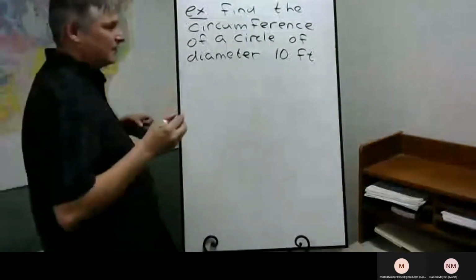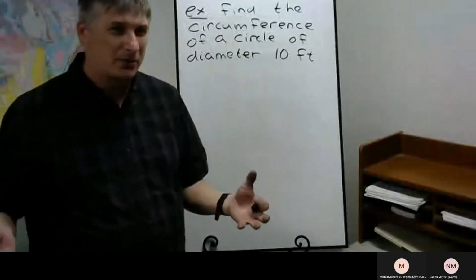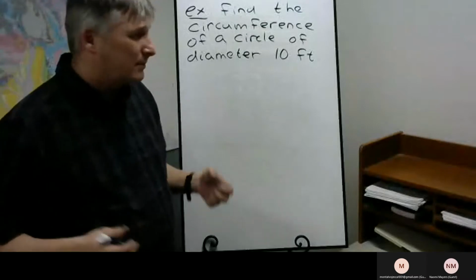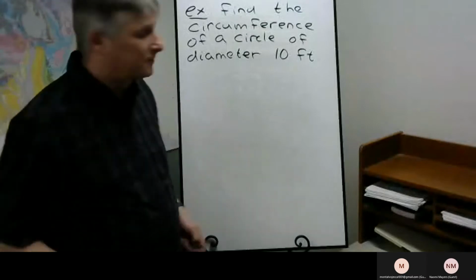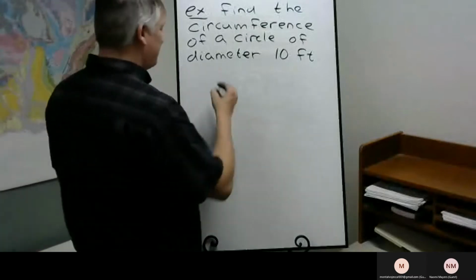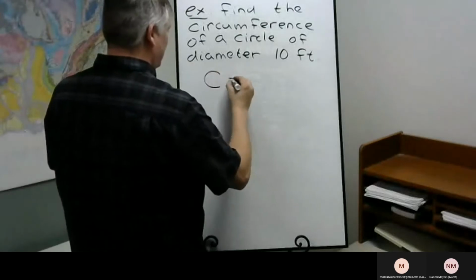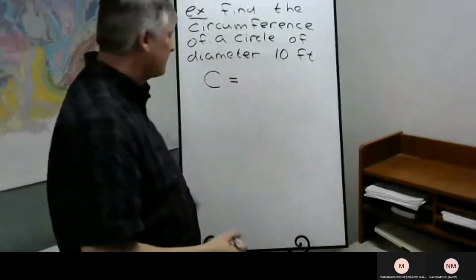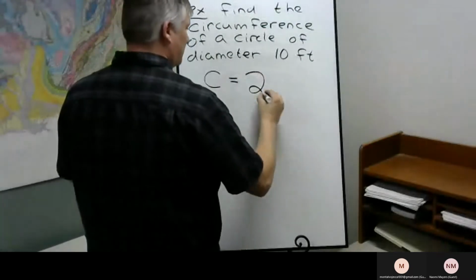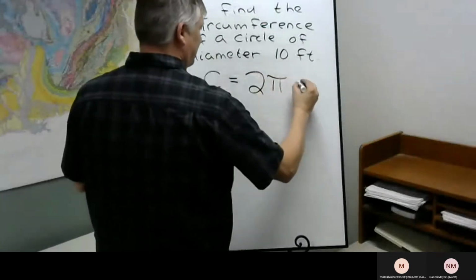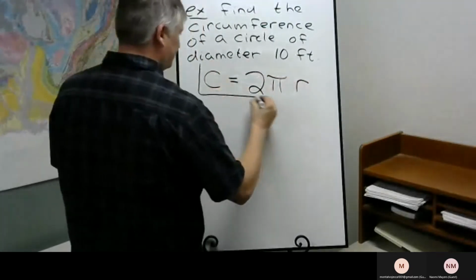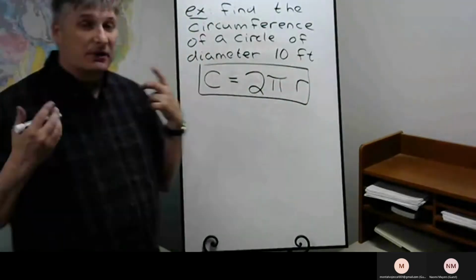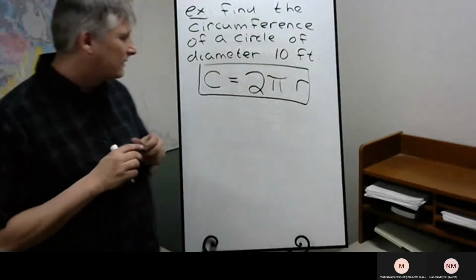Now the circumference, and just like we represent perimeter with, you might have noticed this earlier, a capital P, we use a capital C for circumference. Now the circumference is this formula. This is how you find the perimeter around a circle. It's 2 pi r. So this is the perimeter, or the circumference, of a circle.